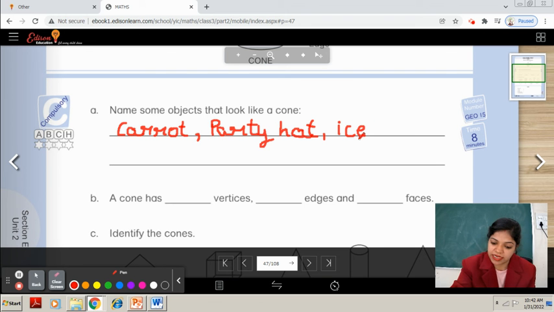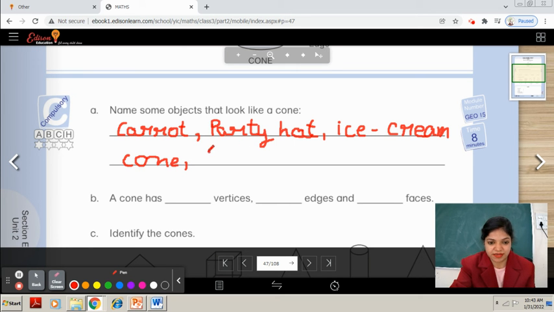Ice cream, C R E A M, ice cream, cone, C O N E, cone, ice cream cone.